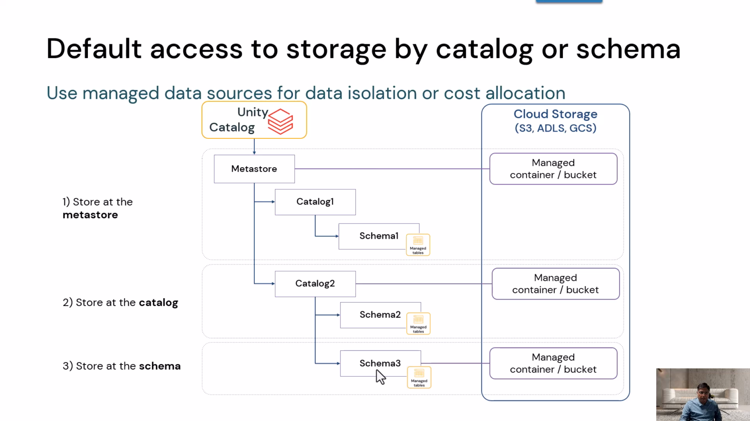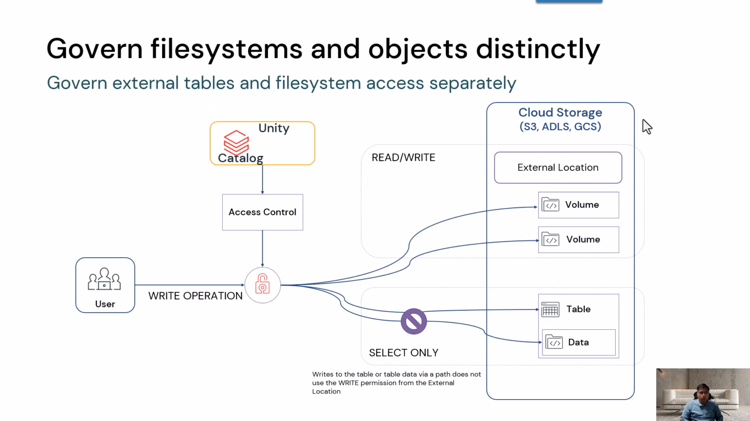of the container bucket is assigned to the finance department, this particular part is assigned to the accounting department, this particular part is assigned to the HR department, and each department has their own catalog and then they have a different schema. So this way you can do the data isolation and then you can attribute a cost associated to a particular department, and this provides you a best practice of isolation.